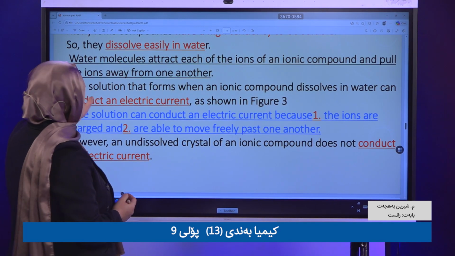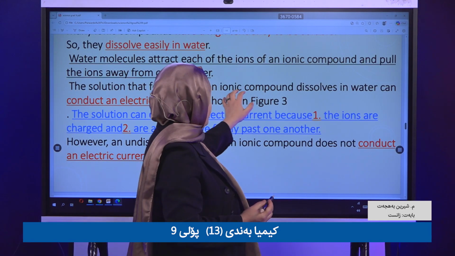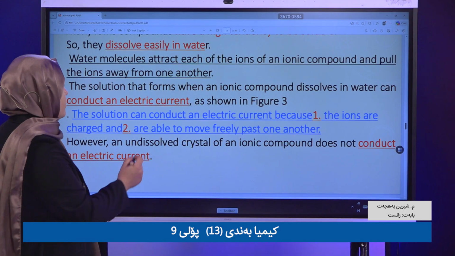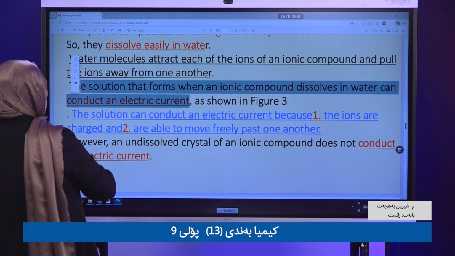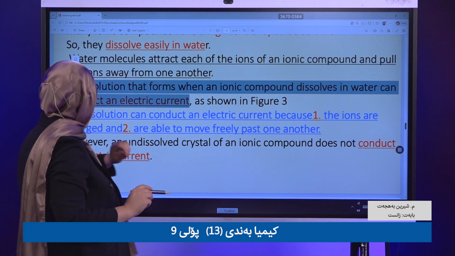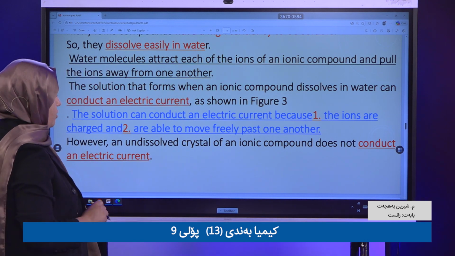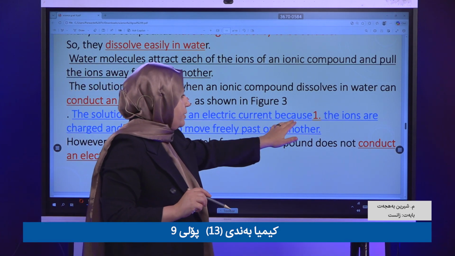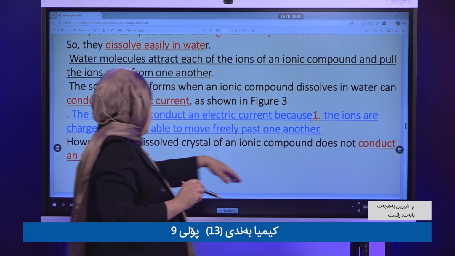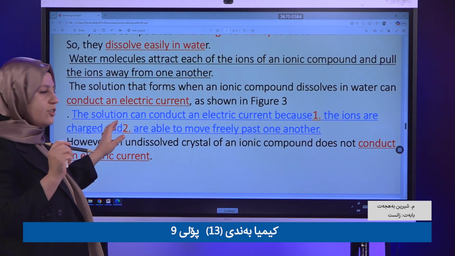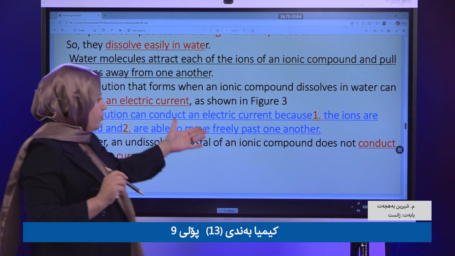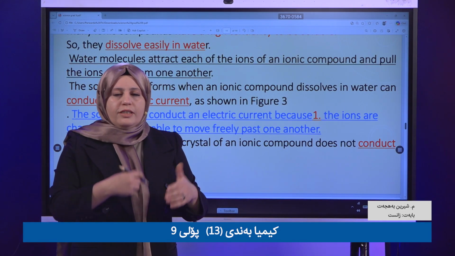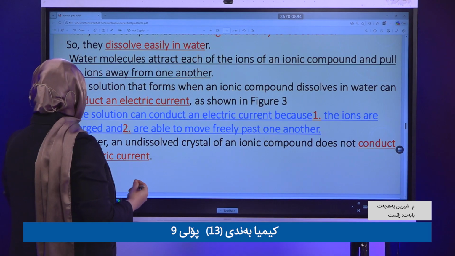Okay. This solution forms what? An ionic compound dissolved in water conducts electricity. They form what? Conducted what? Electrical current. What does that mean? What does it mean? The solution can conduct electrical current because what? Because the ions are charged and able to move freely, passing from one to another. The electrons let them move freely, and the solution is charged.